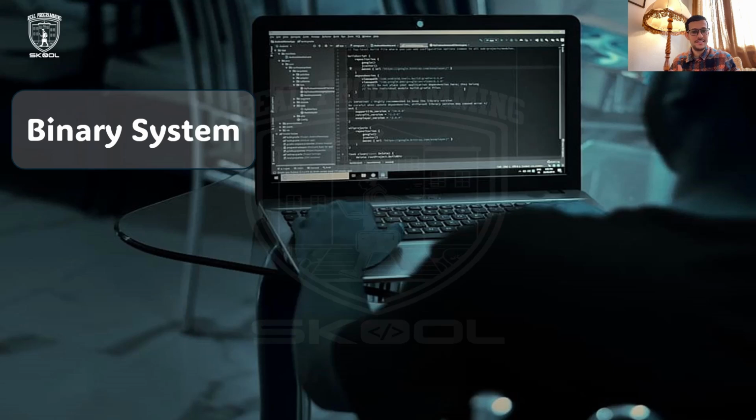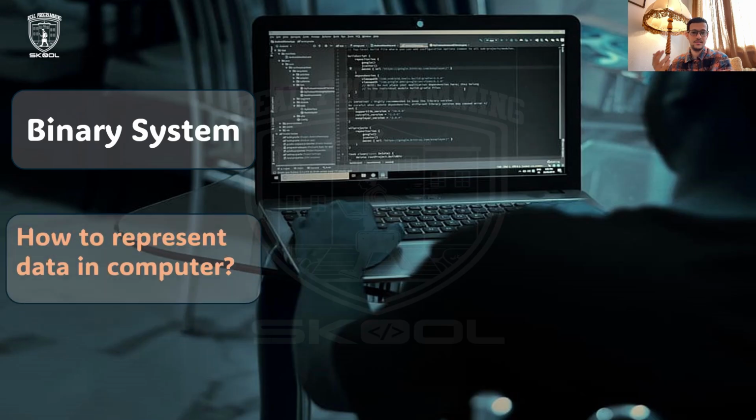Hello everybody, this is lesson number 3 and it's about the binary system. Lesson number 3 from course number 1, Foundation Level 1. But before we go to the binary system, we should ask ourselves one question: how to represent data in a computer?